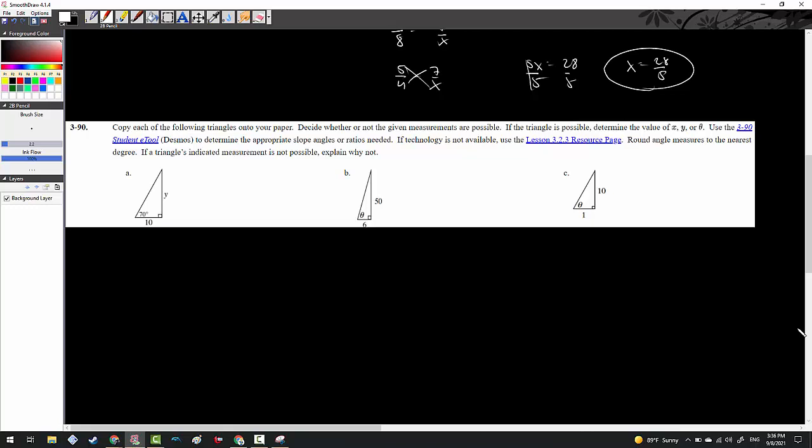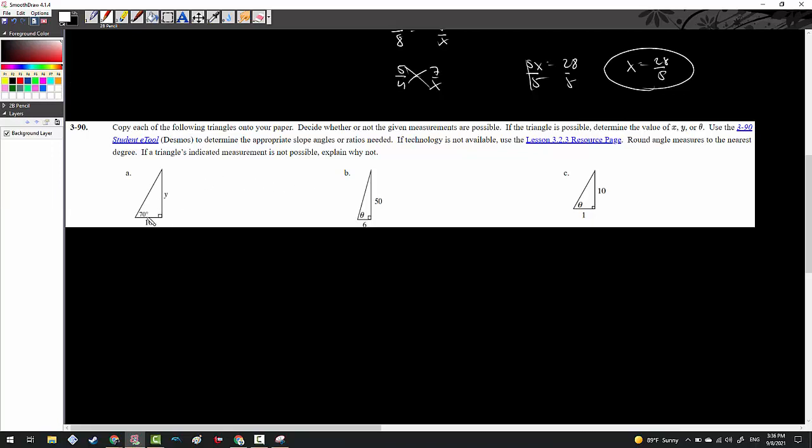If the technology is not available, which in this case is not, we can use the 3.2.3 resource page. Again, that trig table that we are expanding right now. Round angle measures to the nearest degree, and if it's not possible, explain why not. Okay, let's do it. The resource page should be right in front of you for this one, because I'm going to pull some numbers out of thin air, and you need to know where those came from. They're going to come from that resource page.